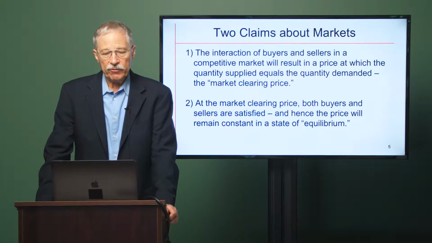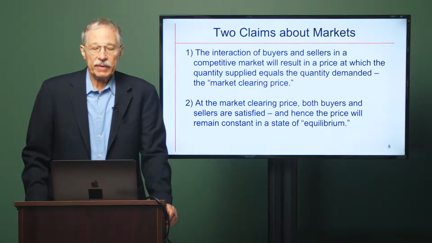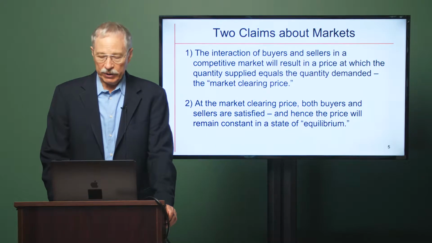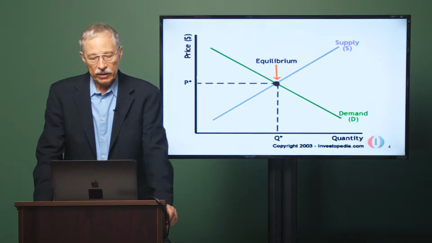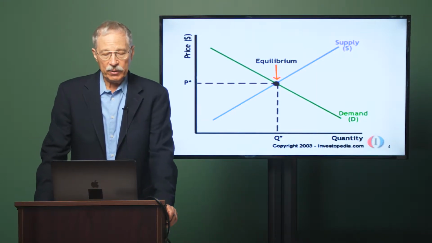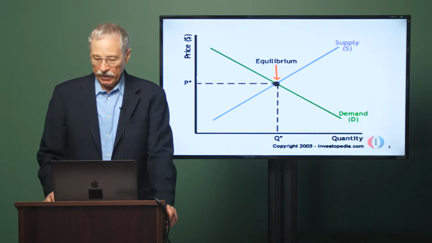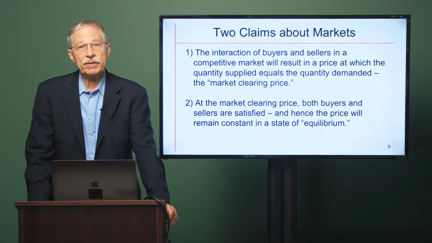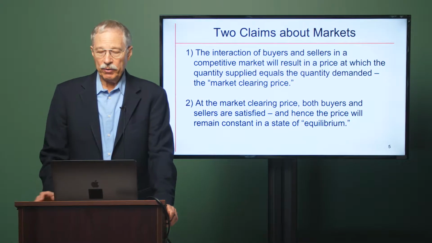The interaction of buyers and sellers in a competitive market will result in a price at which the quantity supplied equals the quantity demanded, sometimes called the market clearing price or the equilibrium price. In this graph, you see Q* is the equilibrium quantity, and P* is the price at which supply and demand match. At the market price, both buyers and sellers are satisfied, and hence the price will remain where it is, in a state of what is called equilibrium.